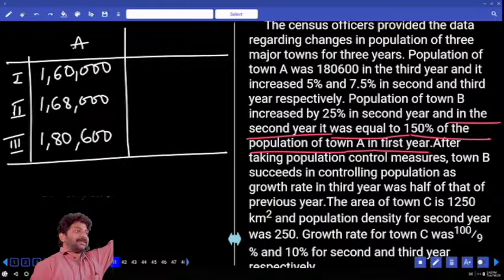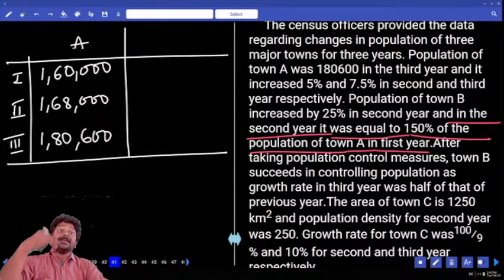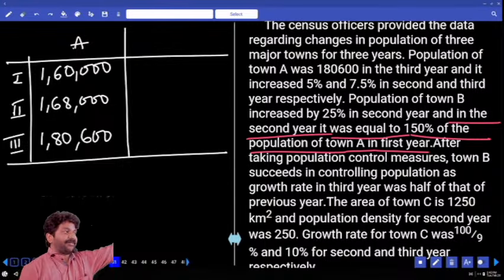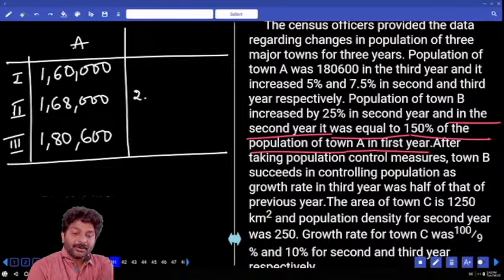A in first year, how much is the value? And now you need to increase the value by 50%. To get 150%, we need to increase it by 50%. What is 50%? 80,000. Increase it. 2,40,000. That is population of town B in the second year.